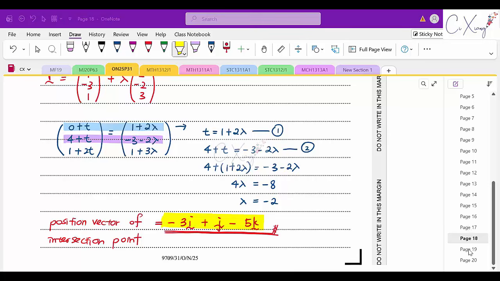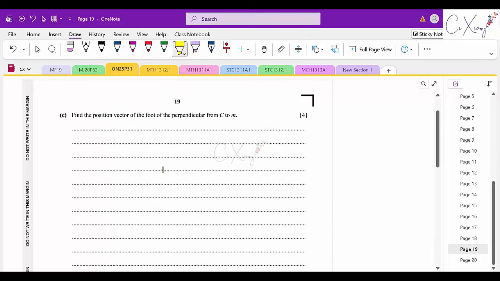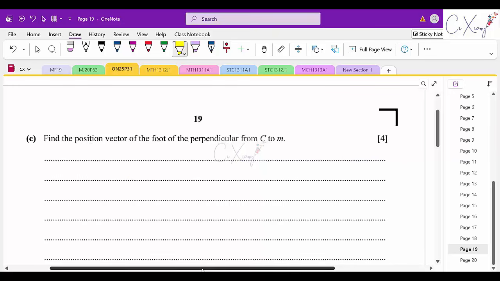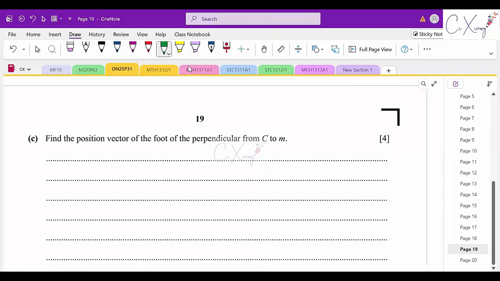Okay, then how about part C? Now they said find the position vector of the foot of the perpendicular from C to M. Okay, so let's say I redraw my line again. I'm having the line M. It passes through A and also passes through B. Then I have the point C. This is my point C.